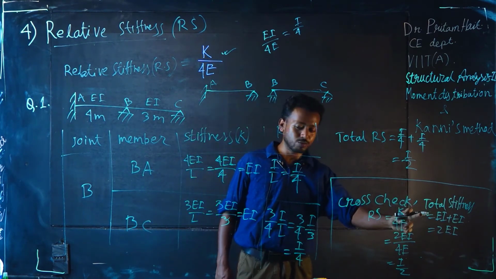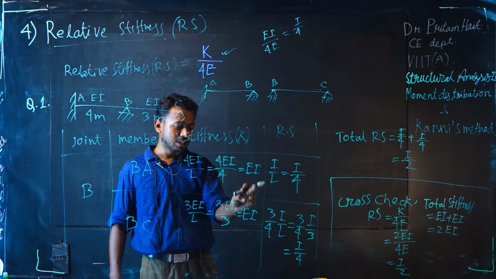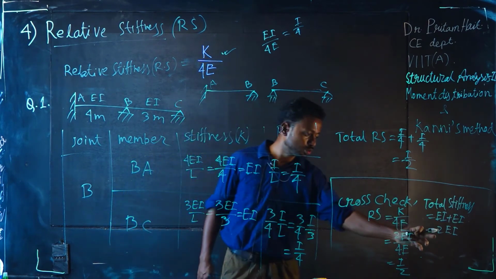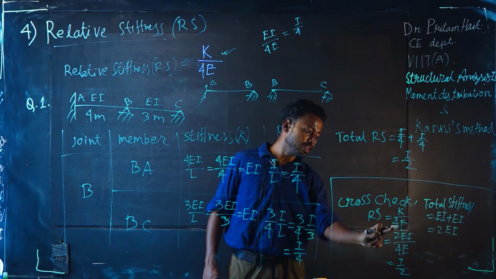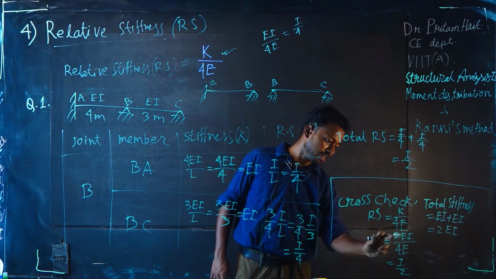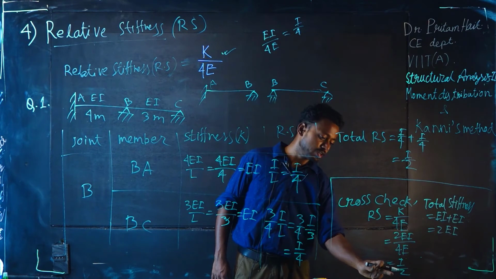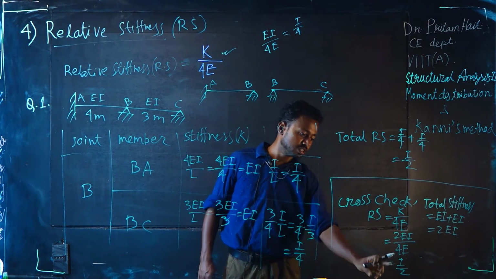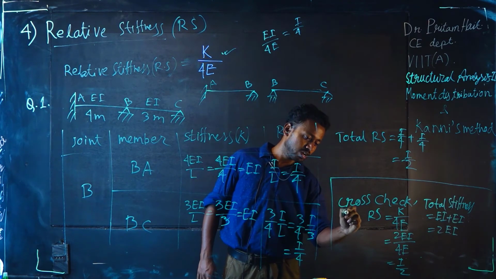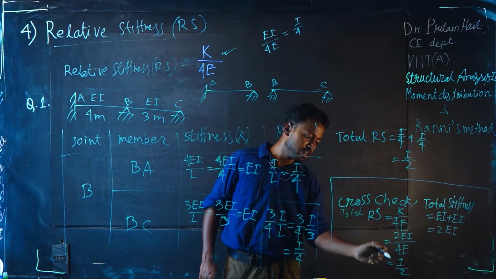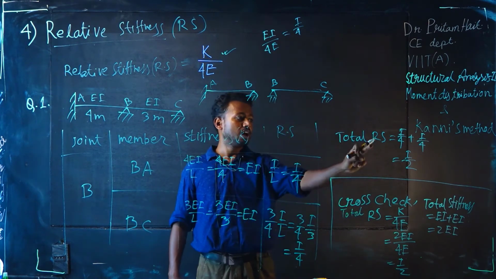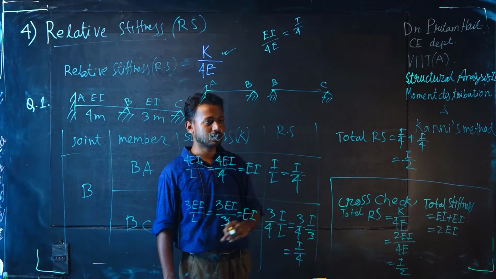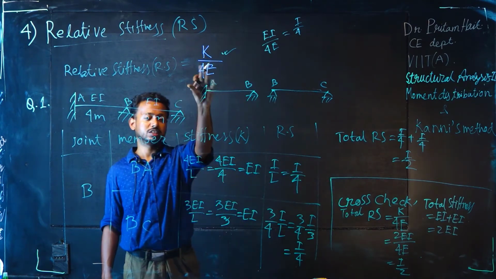The total stiffness is how much? EI plus EI. So total stiffness is 2EI and relative stiffness equals total stiffness divided by 4E. So 2EI divided by 4E equals I by 2. So the total relative stiffness equals I by 2, as it is matching with this I by 2. So you can follow either this expression or this expression.